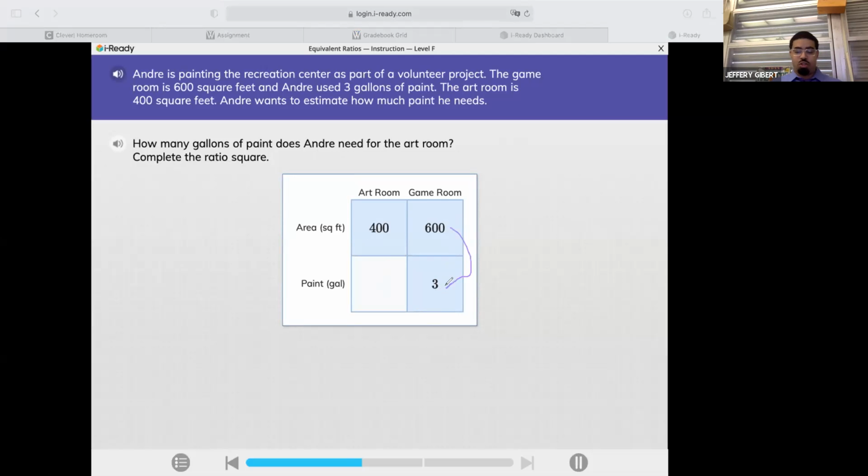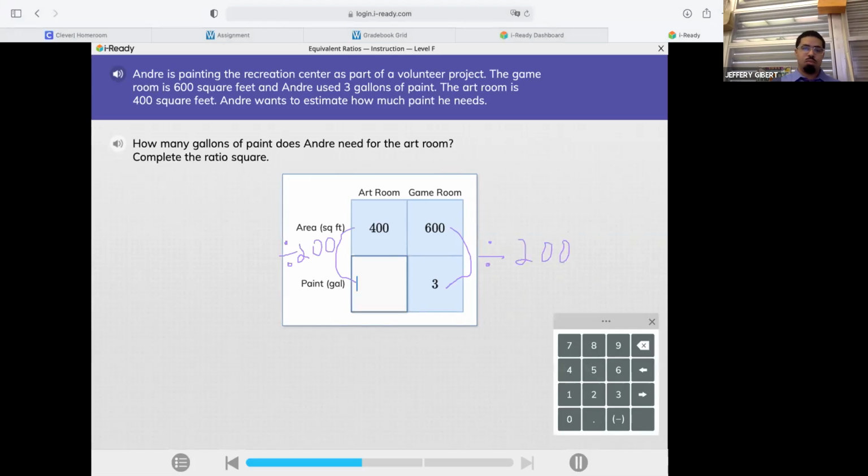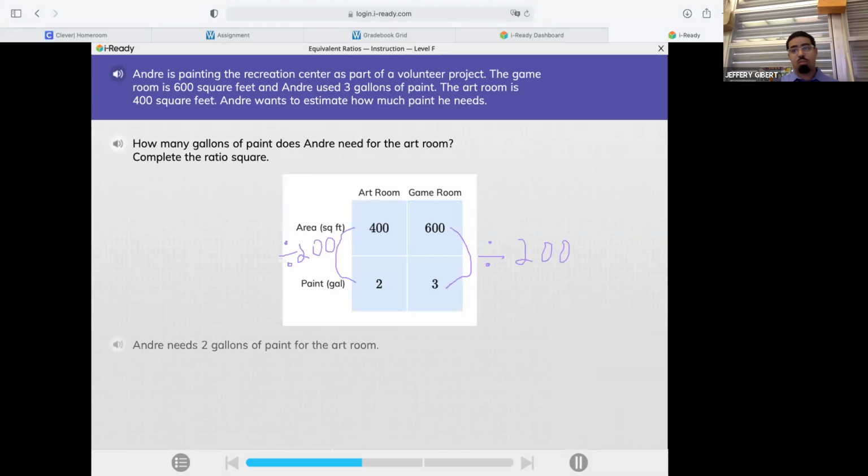So we're going to be doing 600 divided by 3, and that will tell us how much we have to divide by. 600 divided by 3 is 200. If you didn't know it was 200 off the top of your head, you're dividing by 200. If you divide by 200 on the right side, that means on the left side you have to do the same thing: divide by 200. And 400 divided by 200 is 2. Andre needs 2 gallons of paint for the art room.